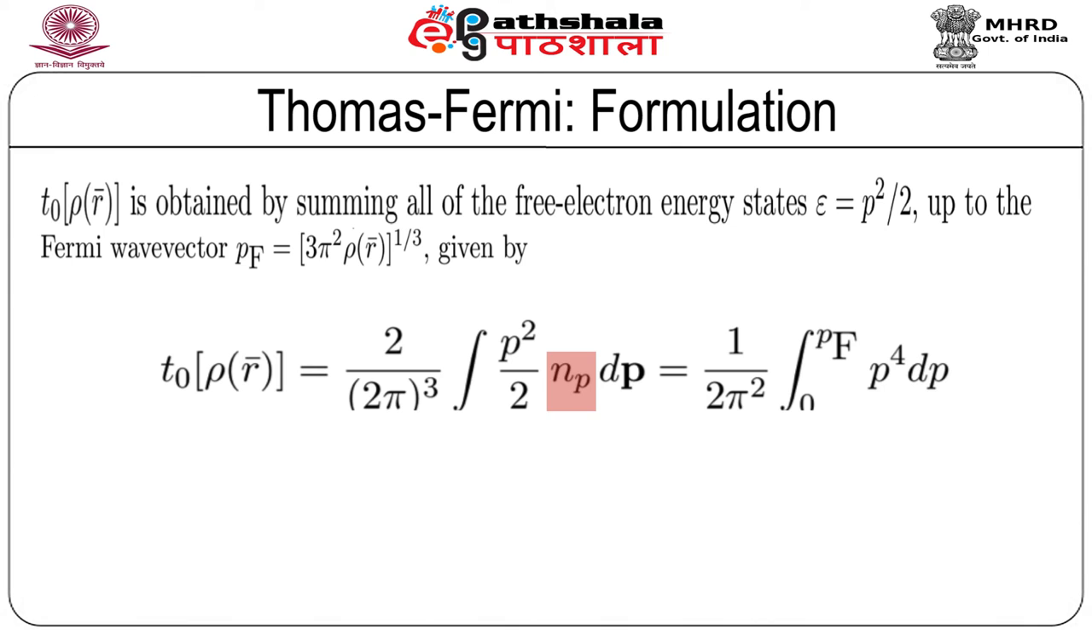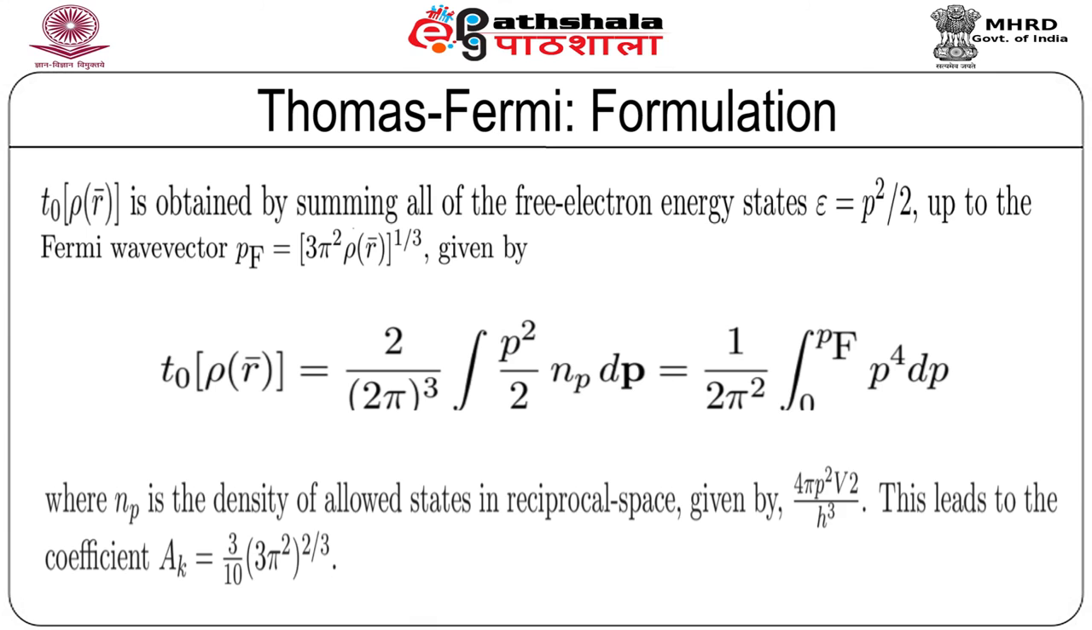The np is the density of allowed states in the reciprocal space, and it is given by 4 pi p square, the volume V, times 2 divided by h cube. Putting this in the place of np, one can get the following expression, which is now integrated up to pF. And this basically gives us the expression for the coefficient Ak, which was there in the previous slide, as 3 by 10, 3 pi square to the power 2/3.